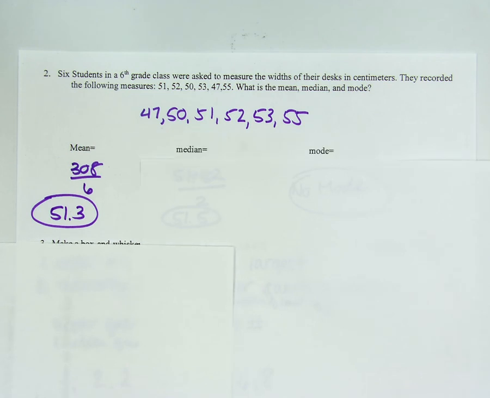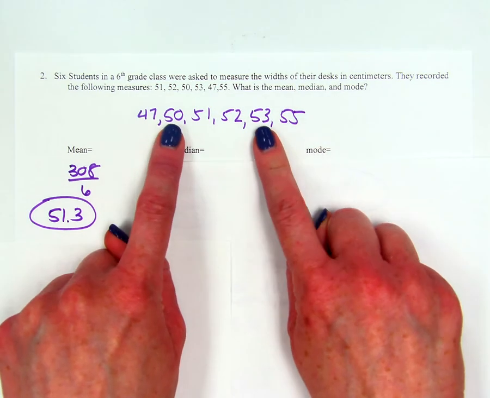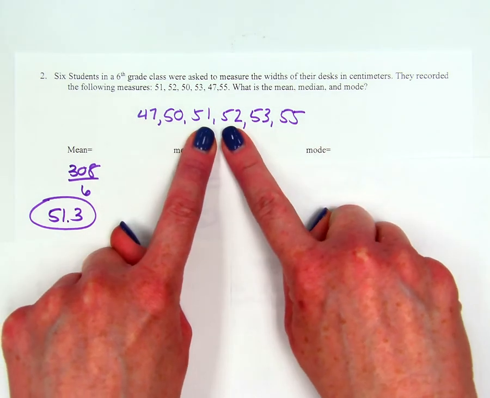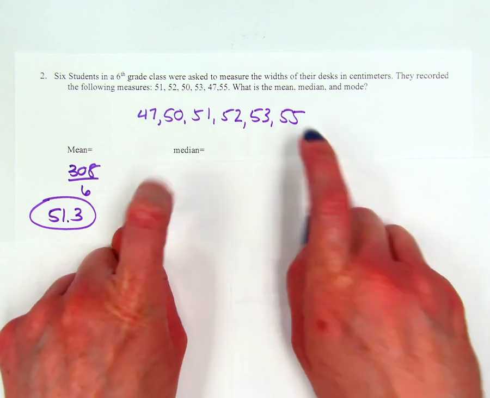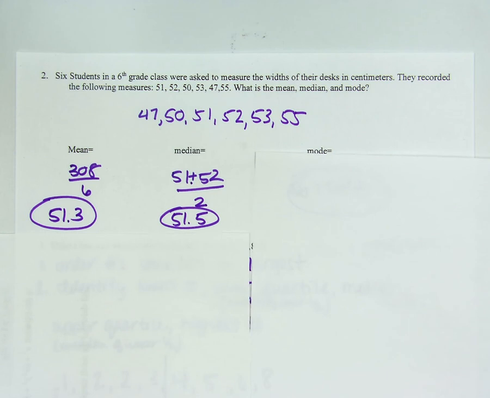Next, we have our median. So our median, again, is when we line them all up in order, find the middle or the average of the middle. So we'll go in from the outside, and we don't have an exact median, so we're going to add those two together and divide by 2. So 51 plus 52 divided by 2 is going to give us 51.5.